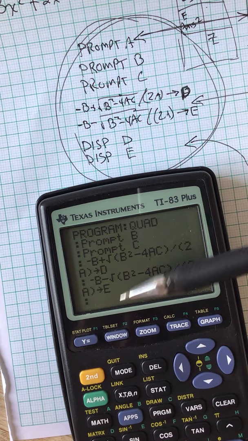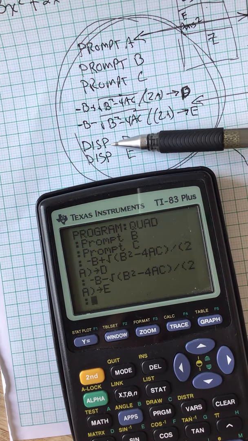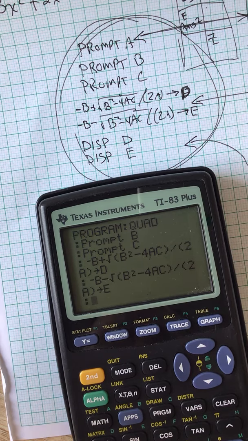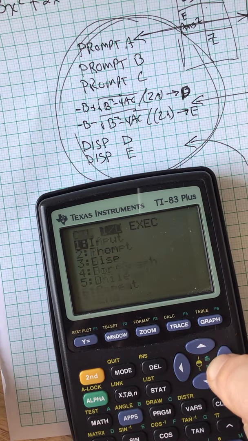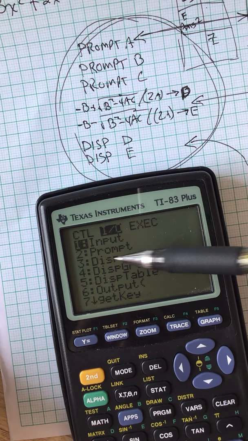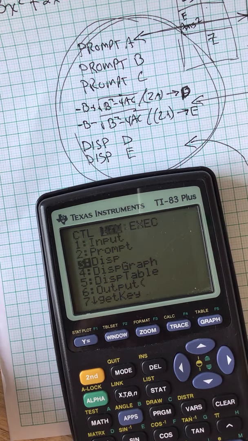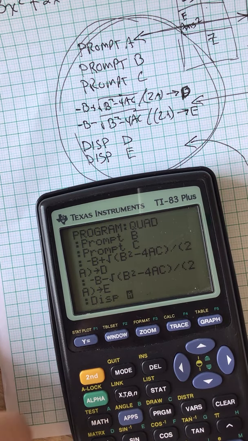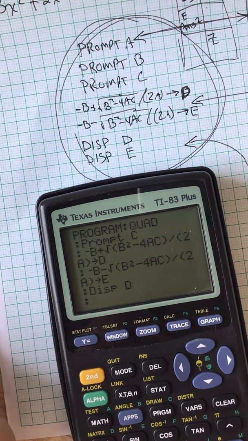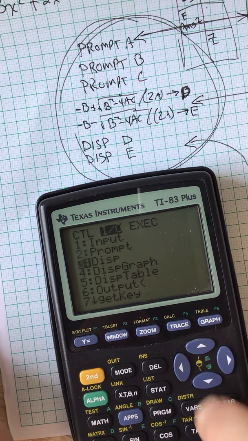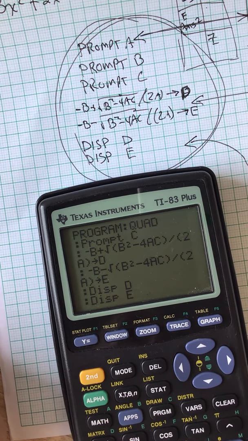And now it has it in the memory, and now display is how you show things that are in the memory. So I go to program one more time, go over to IO and down to number 3, display. So I want to display the answer that's in D, and then program, go over, display the answer that's in E.